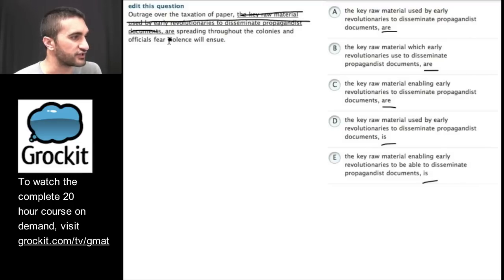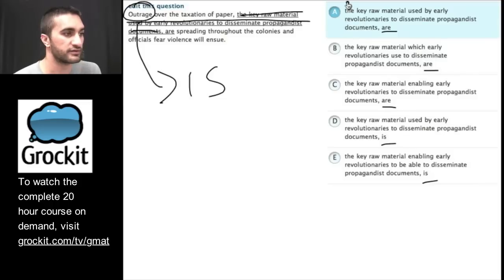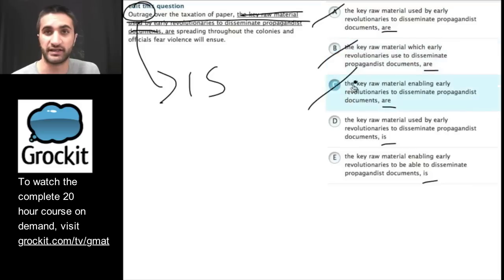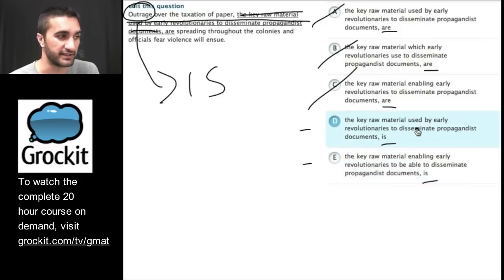Outrage over the taxation of paper are spreading, or outrage over the taxation of paper is spreading? So outrage should be is. So there we go. Let's get rid of all the R's. We made one decision, we eliminated 3 answer choices. Now we just have to decide between D and E.